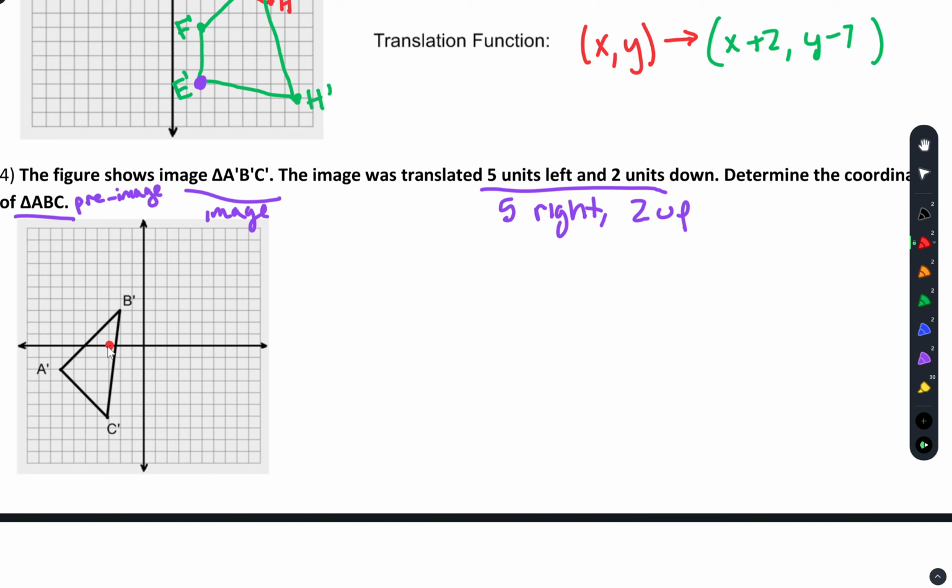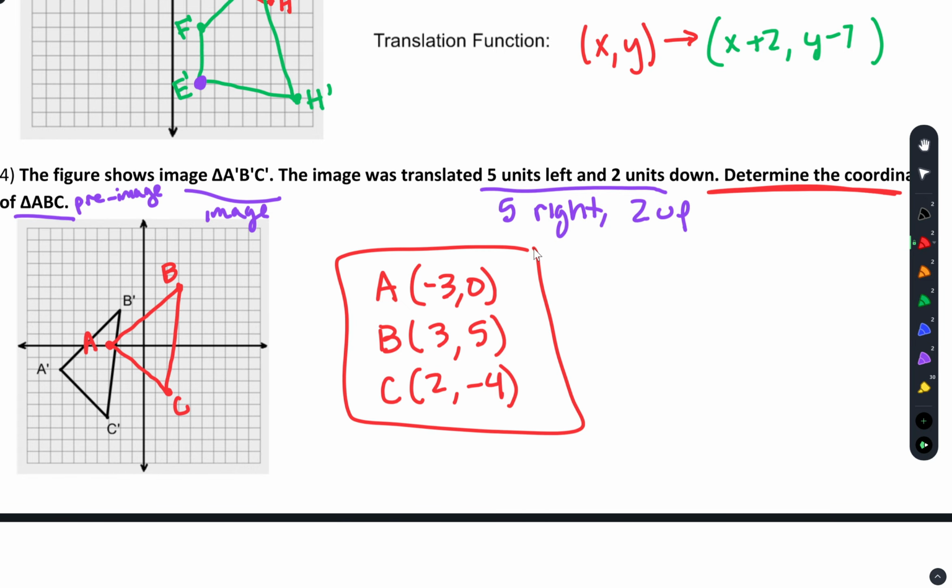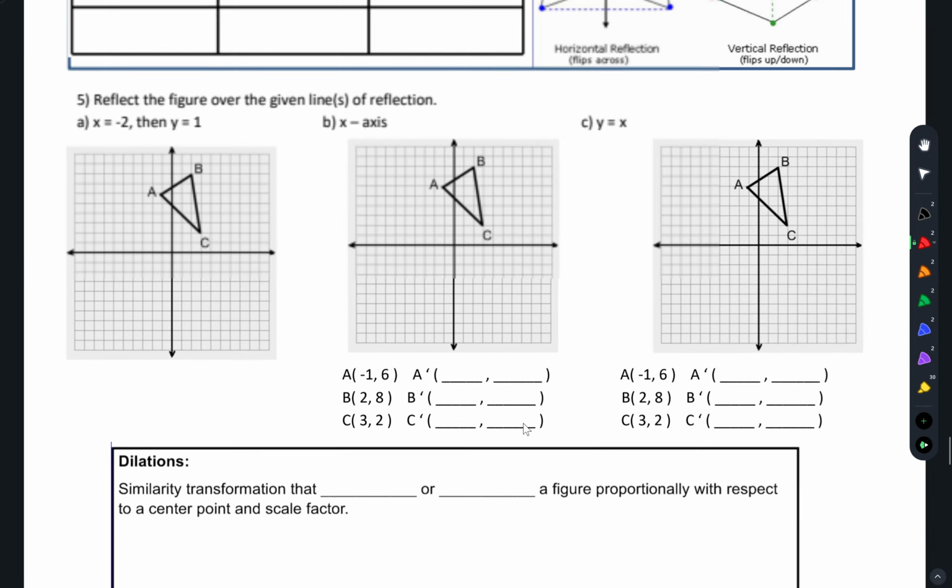5 to the right and 2 up from A' is A. 5 to the right and 2 up is B. And 5 to the right and 2 up is C. So in red, there is our pre-image. Anytime it says determine the coordinates, it just wants us to list out our new coordinates. So A is at (-3, 0). B is at (3, 5). And C is at (2, -4). All right, that is it for translations.